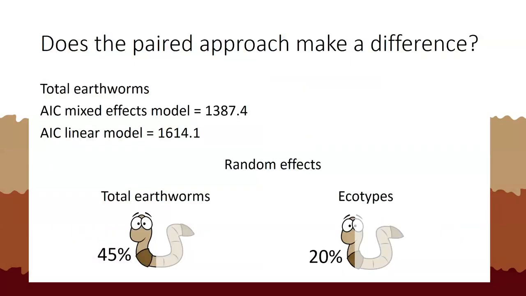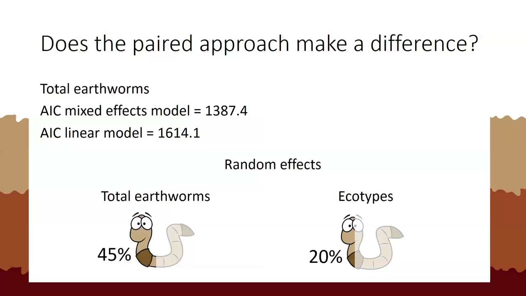So does the paired approach make a difference to this? I tried running the total earthworms model as a linear model without the random effects, which I know is not the best way to compare them, and if anyone has any better thoughts on that, I'd be happy to discuss. But we did find we had a lower ASE with the mixed effects model. And more importantly, when we looked at the random effects, they actually accounted for 45% of the variation in the total earthworm model and 20% in the ecotype model.